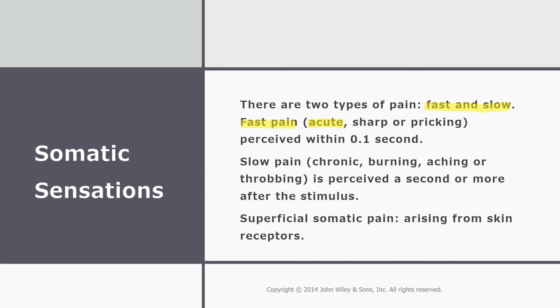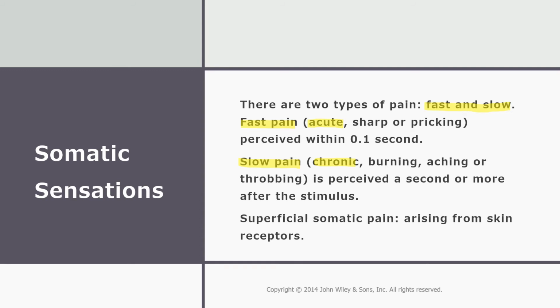The perception of slow pain begins a second or more after stimulus is applied. It gradually then increases in intensity over a period of seconds or minutes. And this pain, which can be excruciating, is also referred to as chronic or long-term, burning, aching, or throbbing pain. And this can occur both in the skin and in deeper tissues or internal organs.